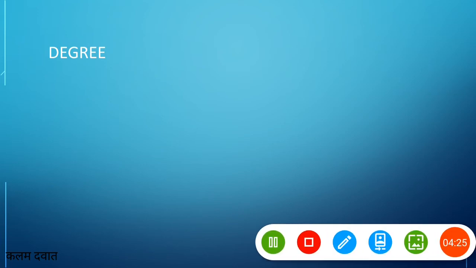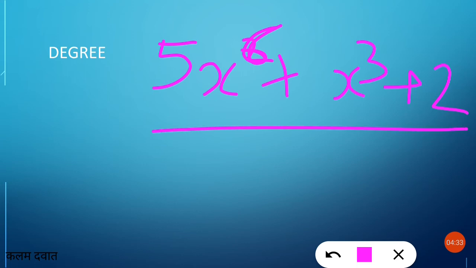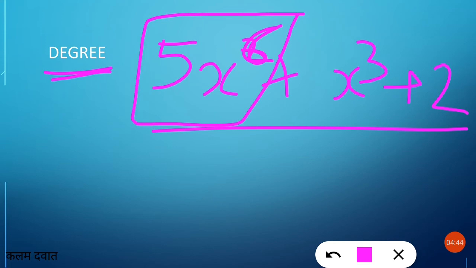Degree. Suppose this is a polynomial. So in this, if we are asked to find the degree, we will search for the variable with the highest power. So here the highest power is 6. The degree of this polynomial is 6 therefore, because the highest power of the polynomial's variable is 6.